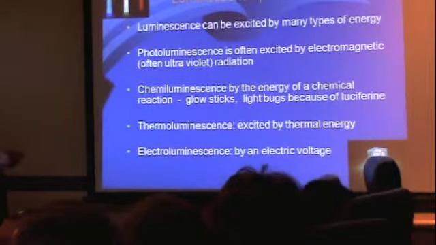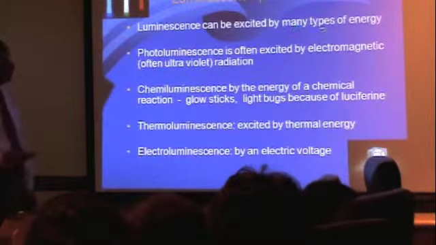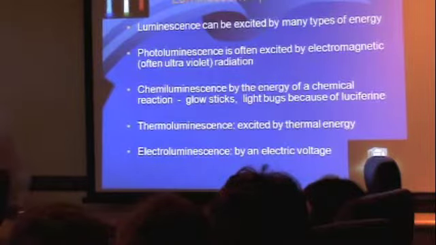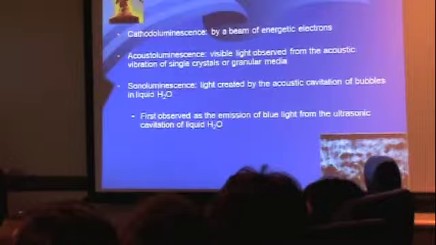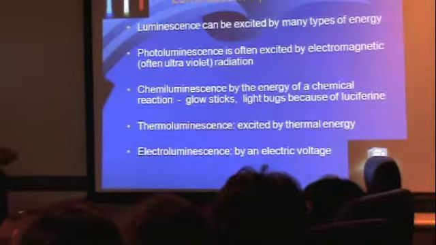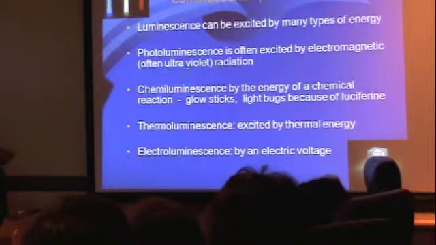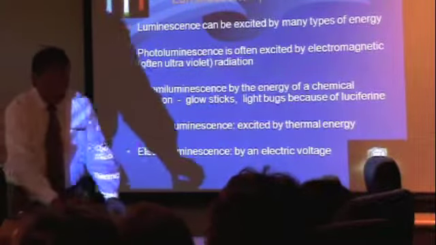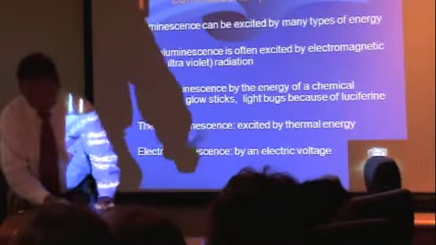Again, this luminescence can be excited by many types of energy. So photoluminescence: photo means if you put light on it, often ultraviolet light, it gives out some electromagnetic radiation. Now chemiluminescence is when a chemical reaction happens, and I have a couple of things like that.